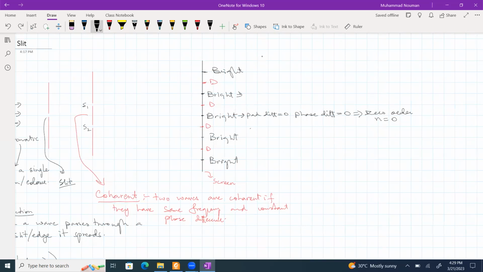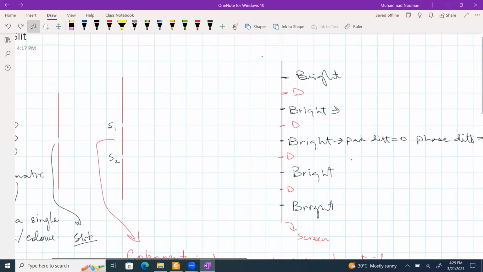Now suppose the light coming from each slit reaches this bright fringe. Do you think that for the light coming from S1 and S2 the path difference is 0, or is there some path difference? There is some path difference, because the light coming from S2 covers more distance and the light coming from S1 covers less distance. The difference between these two paths or distances is called path difference.